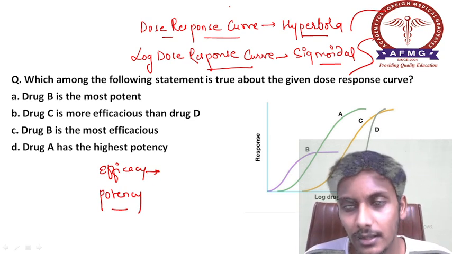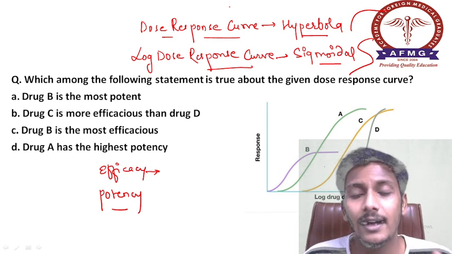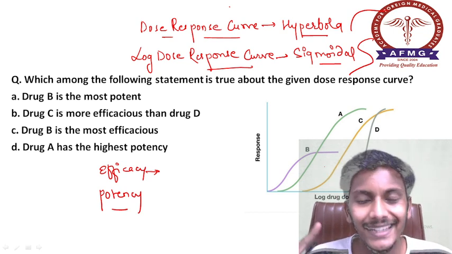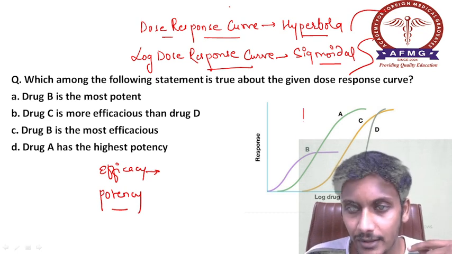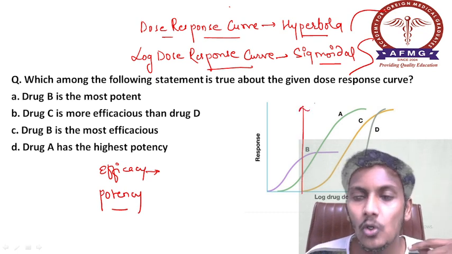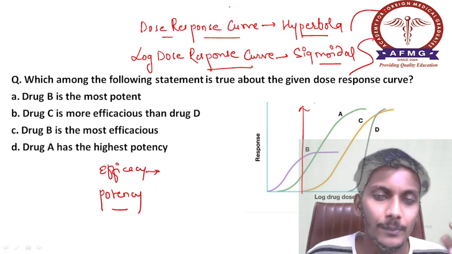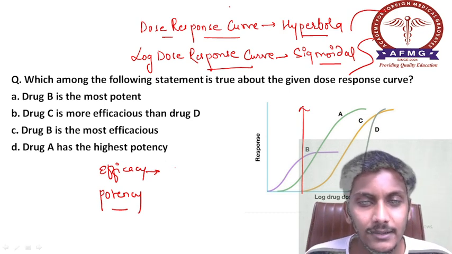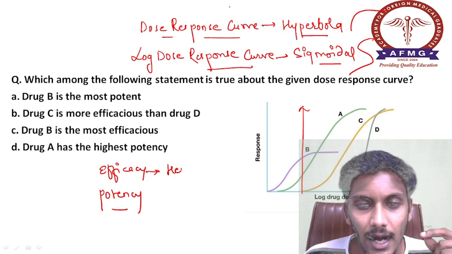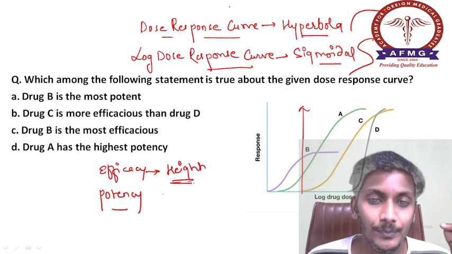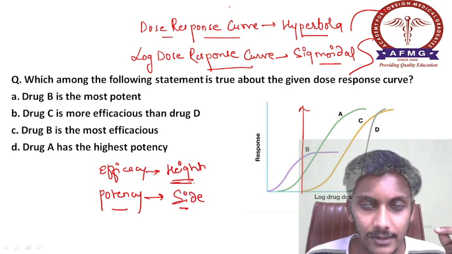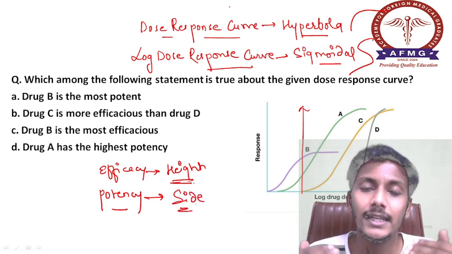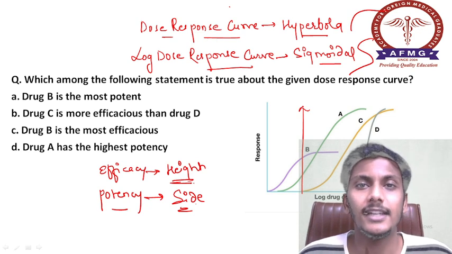Here, drug A has the highest height. The graph of drug A is the tallest, therefore drug A is the most efficacious drug. Please remember, efficacy is nothing but the height of the graph. Height determines the efficacy of a drug, whereas potency is determined by the side. Remember that potency means producing the maximum effect with the minimum dose.